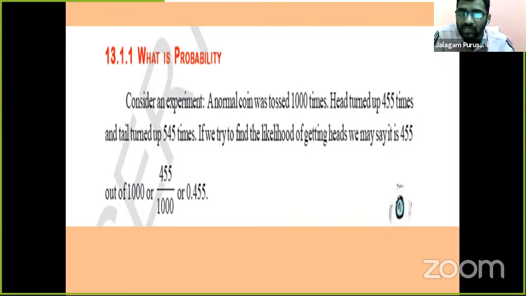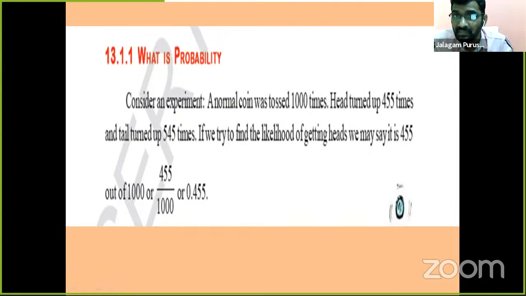If we roll the die, 6 outcomes are there. What are they? 1, 2, 3, 4, 5, 6. So if we roll the die, on top we may get 1, 2, 3, 4, 5, 6. So here those are the outcomes. Here outcomes also: a normal coin was tossed.